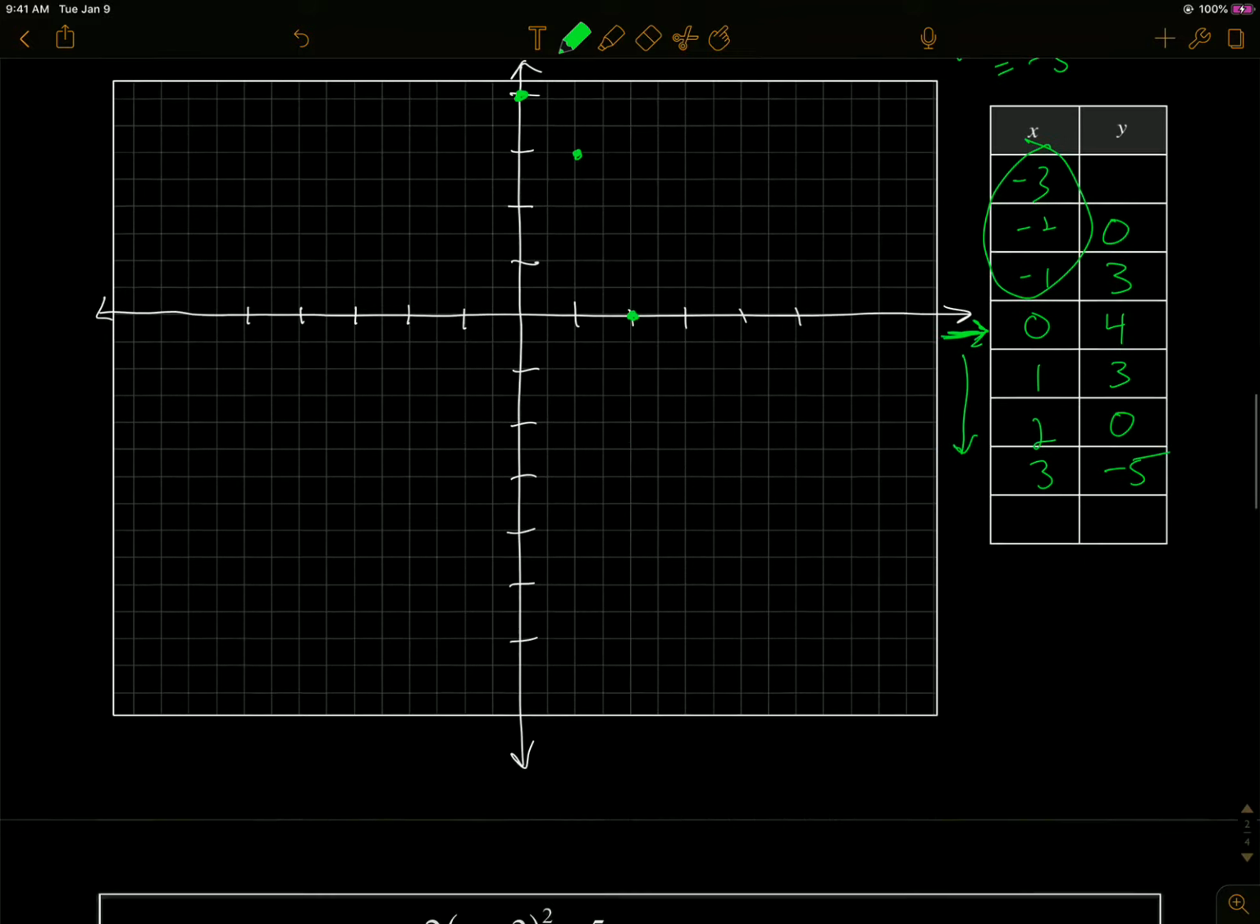Okay, now I know that the vertex is 0, 4, which means I know the axis of symmetry goes right through it. So now I can come up with those reflexive points on the other side. So that will show up over there. This one will be over here. And this one will be right there. And there's our graph.